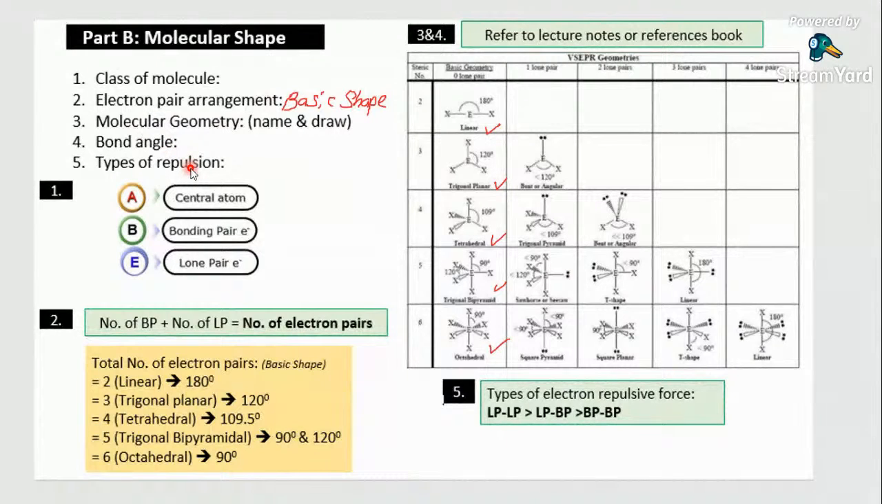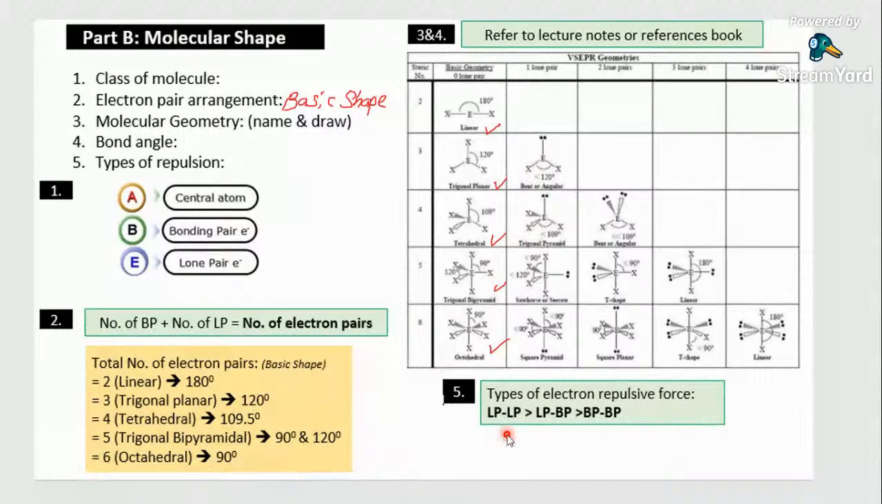Before we proceed, you have to be clear. There are 5 basic geometries you should know: linear, trigonal planar, tetrahedral, trigonal bipyramidal, octahedral. These are the 5 basic geometries. And you must always remember the bond angle of these 5 basic geometries, because for the rest, they have lone pairs. Lone pairs will decrease the bond angle of the structure.